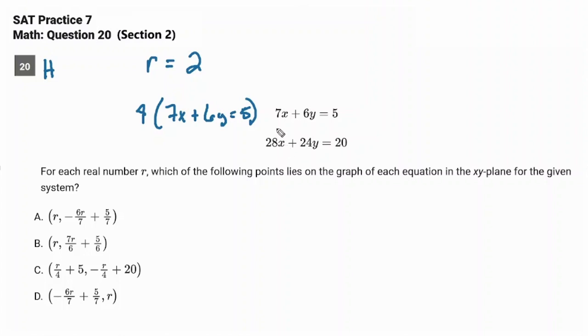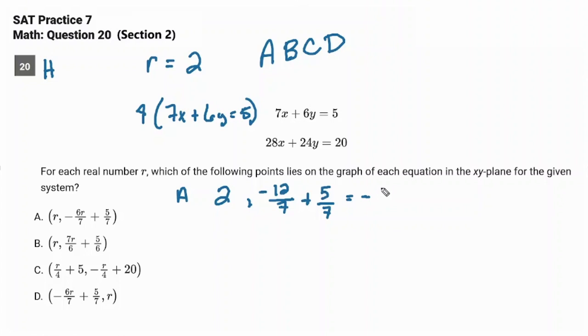Should I use the easier equation or the more complex equation? I should use the easier one. So answer choice A, let me write the answer choices so I can cross off. Answer choice A says 2, which is r, and then negative 6 times 2 over 7. So that's negative 12 over 7. Oh no, it's fractions. Plus 5 over 7. This is not that hairy because the denominators are the same. So it's negative 12 plus 5, which is negative 7 over 7, which is just negative 1. So x is what? 2, and y is negative 1.